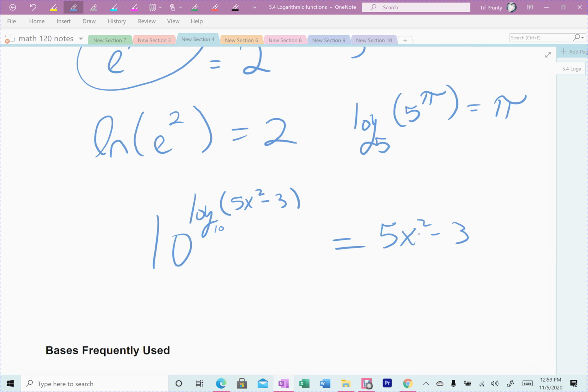All right, we'll stop there. The next thing we're going to do is talk about, I've kind of been talking about them, again, the natural log and the base 10 are frequently used in the change of base formula. I'm going to get to that in the next video.